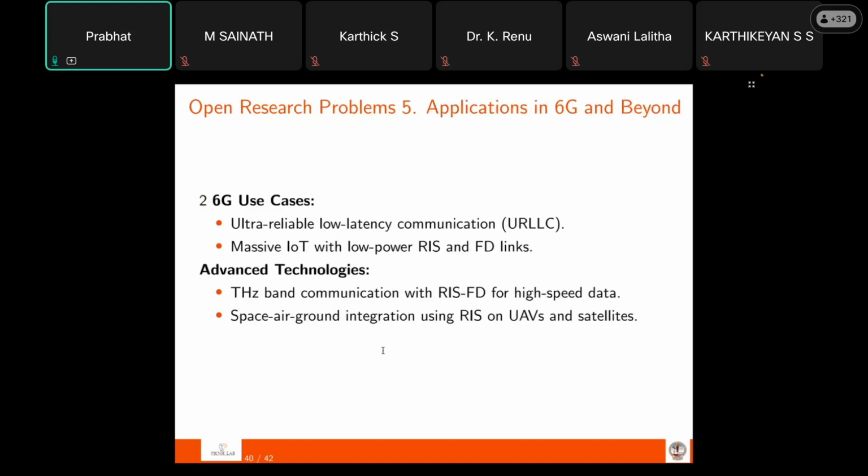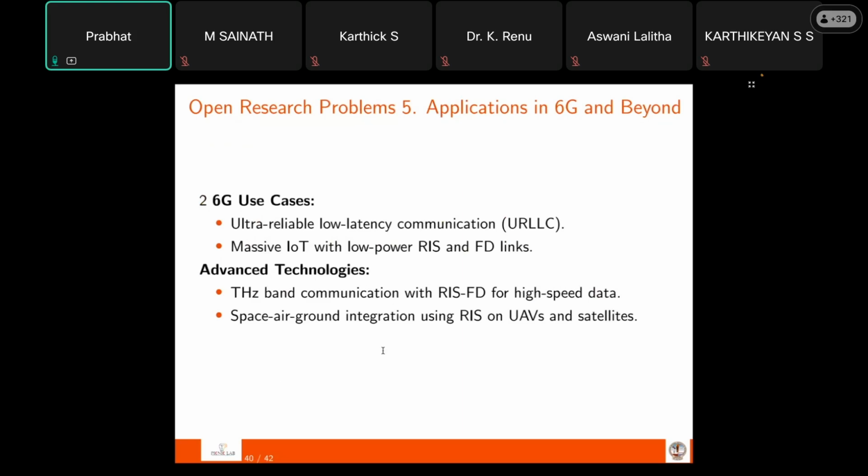The next problem is we can go for 6G use cases, like the potential applications which are going to be there in the next generation systems. Like we can demonstrate or we can use FD and RIS for ultra reliable low latency communication, and for massive IoT systems where there are millions of IoT devices which can be served using maybe full duplex relays or RISs, multiple RISs. All such scenarios do exist. We can have low power RIS and FD links.